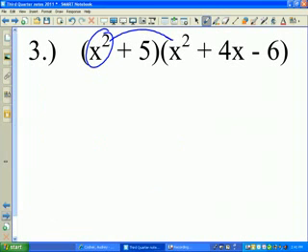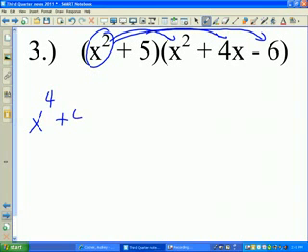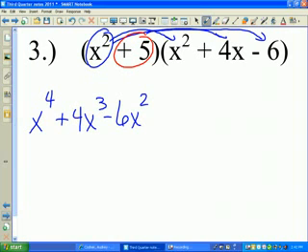So we start with my x squared, and I'm going to distribute that x squared to everything inside that parenthesis. So now x squared times x squared will be x to the 4th, because remember, when we're multiplying, we're adding the exponents. x squared times 4x will give me plus 4x cubed. x squared times negative 6 will give me a minus 6x squared. So now that we have that done, let's distribute that positive 5.